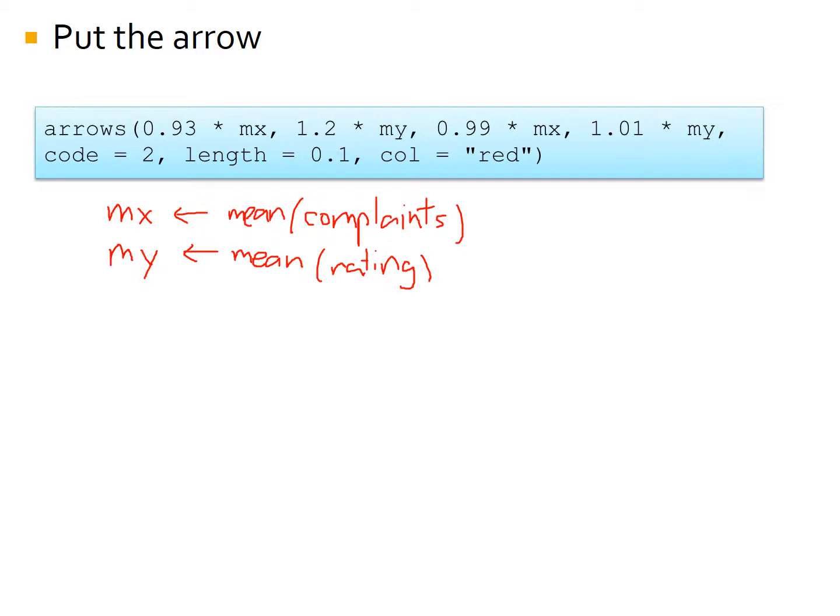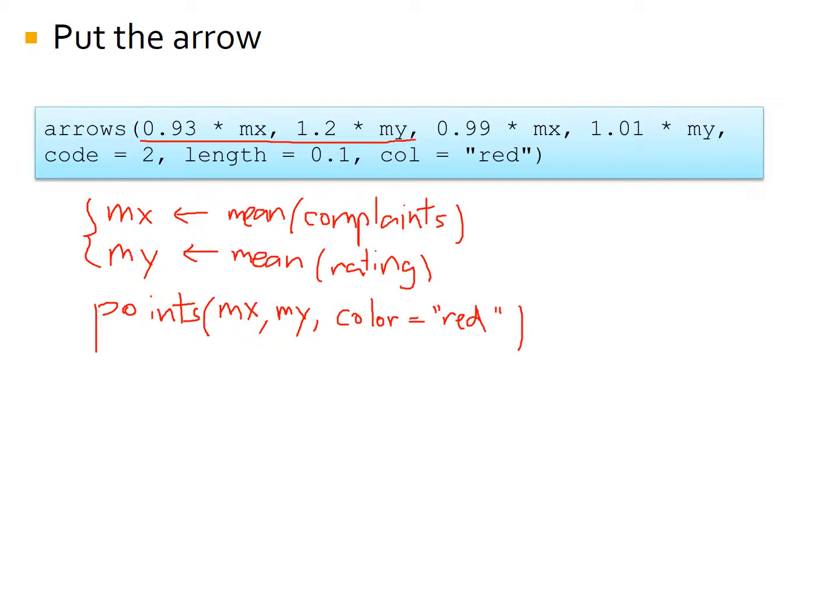And then I need to put the red dot on the mean coordinate, so I can use points. mx representing the mean, the x coordinate that I would like to put the point, and then my, okay, and color is red. Okay, so then I will get the red dot on the mean coordinate, and right now I have mx and my, right?